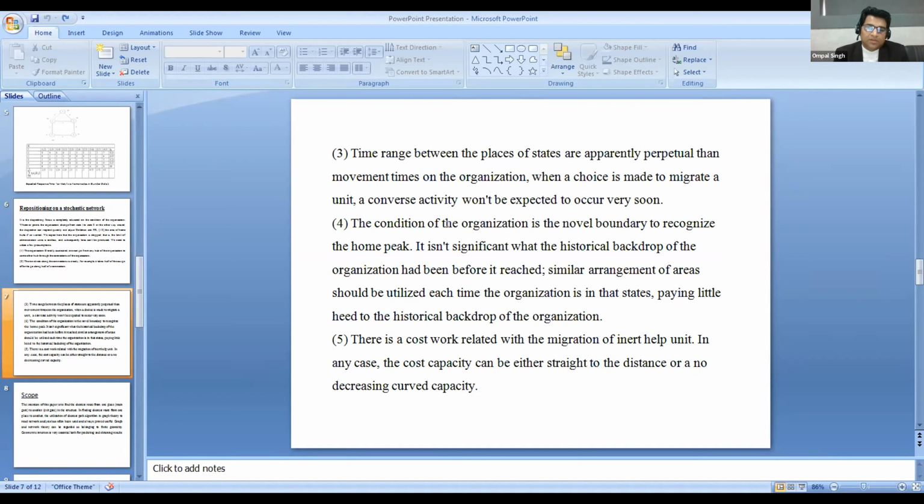Number four, the condition of the network is the only parameter to determine the home location. It is not significant what the history of the network had been before it reached the state; the same set of locations should be used each time the network is in that state, paying little heed to the history of the network.